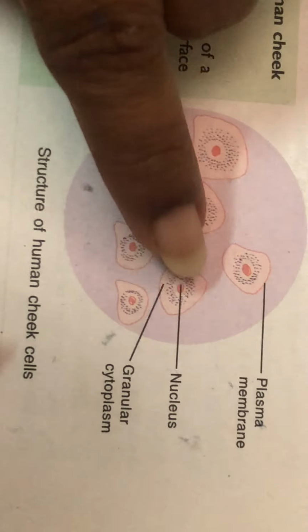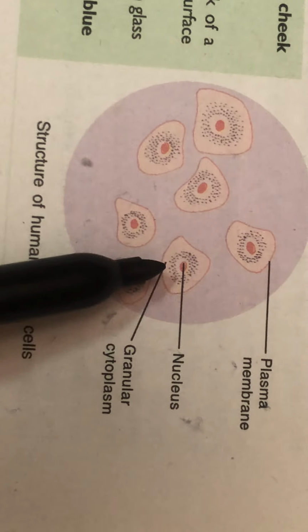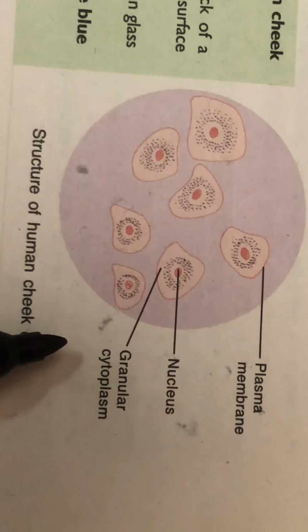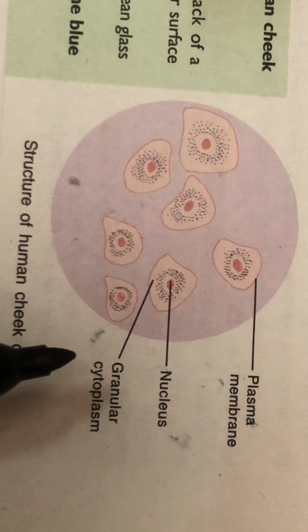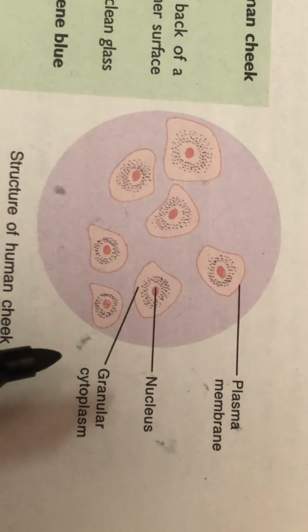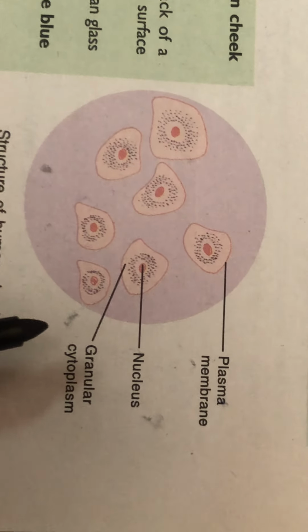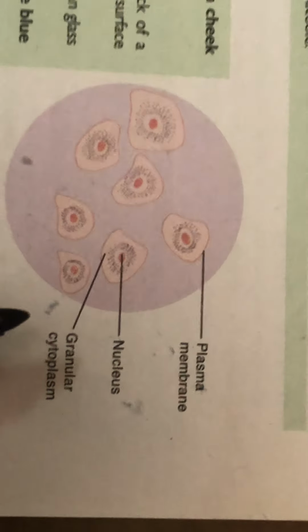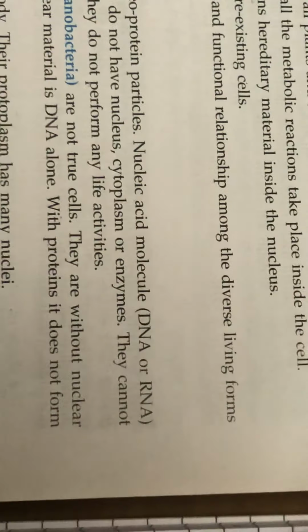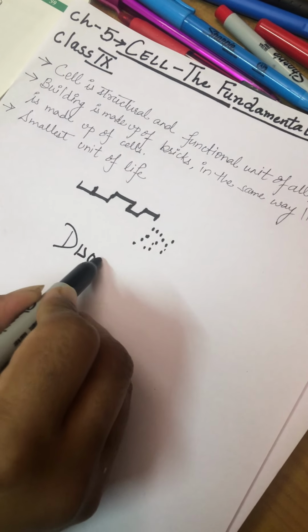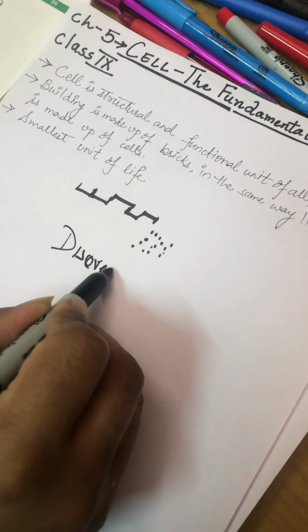This is plasma membrane. The outer covering is known as plasma membrane. Nucleus is within it, right? With a cytoplasm. So what I want to tell you is that the cell is present everywhere. Cell is the basic functional and structural unit of life. Now, you think about who discovered the cell? Discovery of cell.